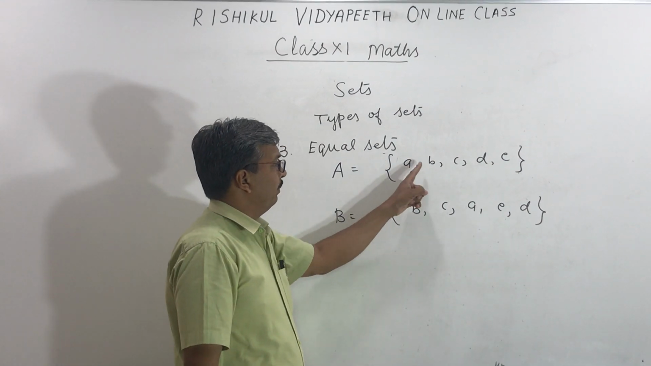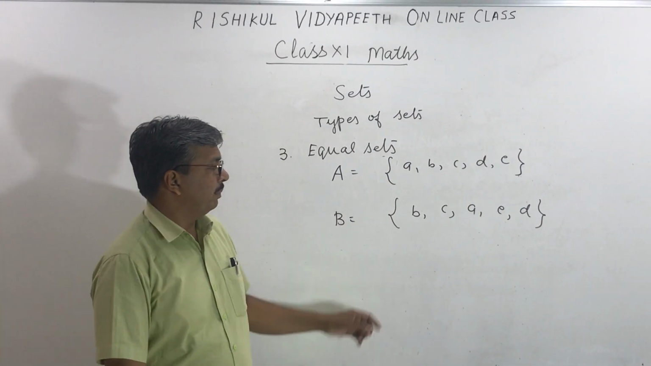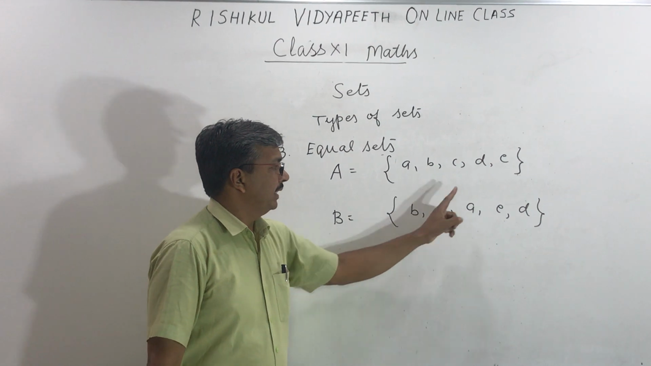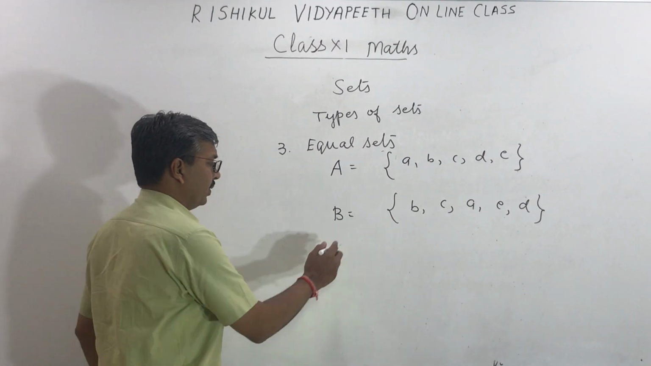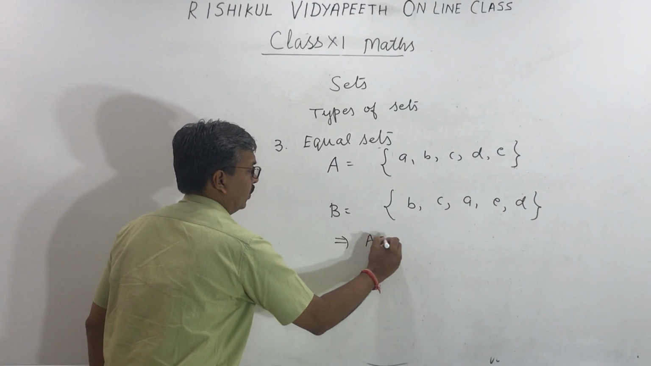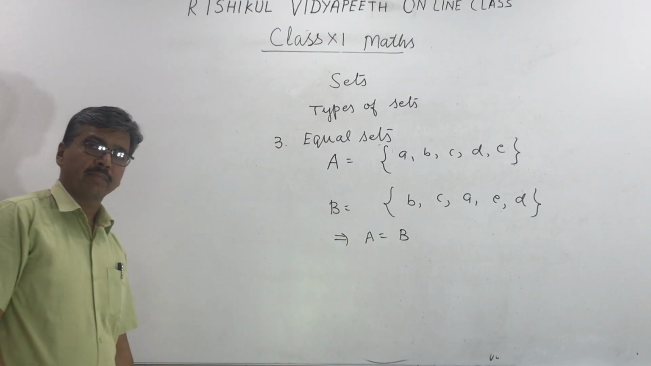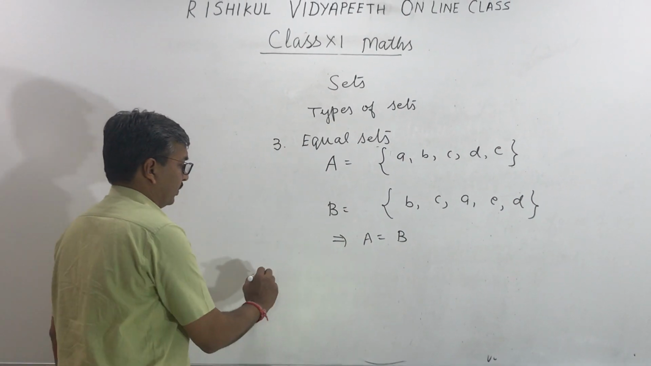Set A has A, B, C, D, E. Set B has A, B, C, D, E. And therefore, set A equals set B. Okay? Number 4.